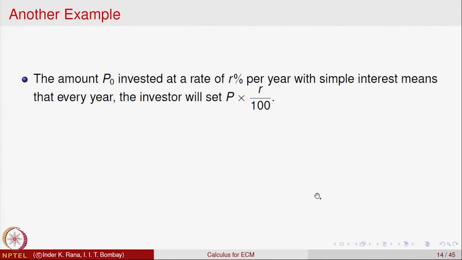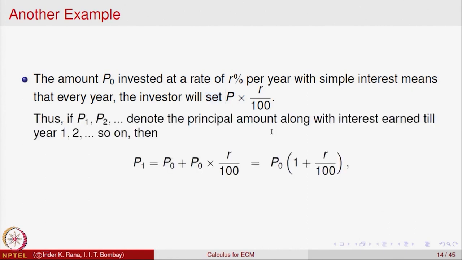Let us look at another example which students of economics and commerce normally encounter. This is interest. Suppose an amount P0 is invested at a rate of R% per year with simple interest. Means every year the investor will get, there is a typo here, instead of "set" it should be "get", the investor will get P multiplied by R over 100 amount. So if P1, P2, P3 denote the principal amount along with the interest earned, then P1 will be P0, the starting point, plus P0 multiplied by R by 100. So this will be the amount.